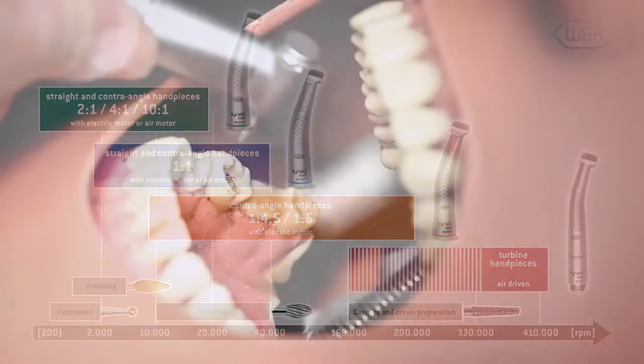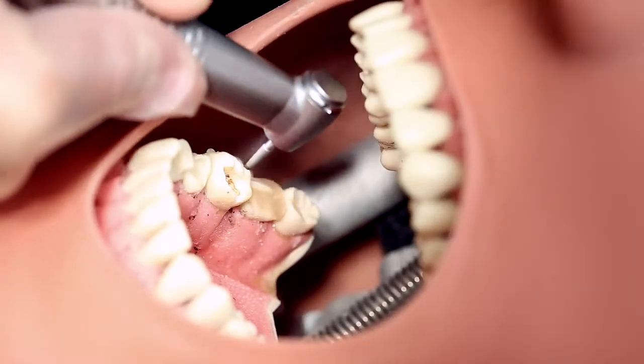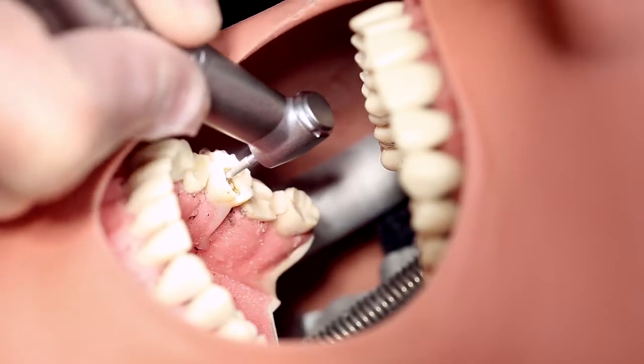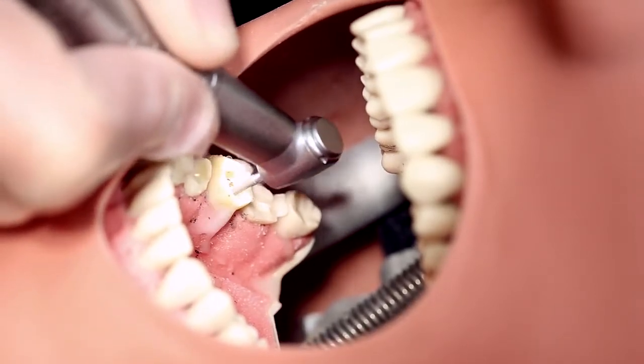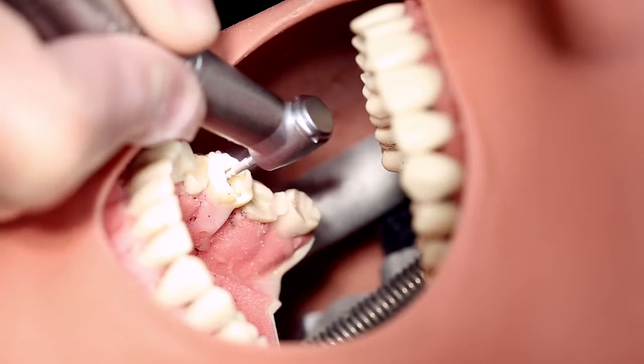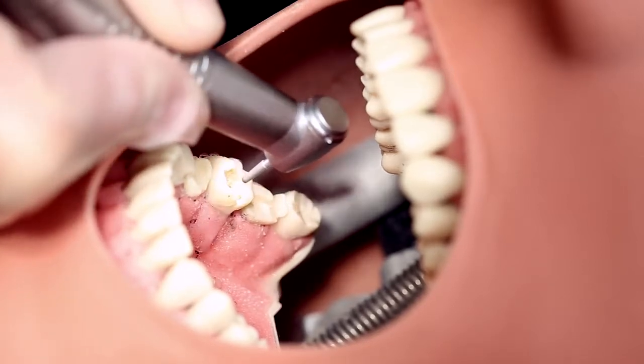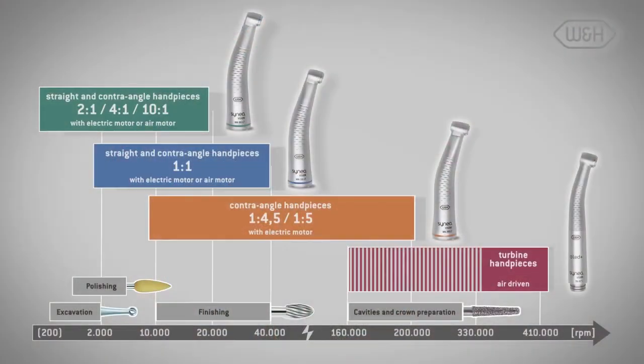At this operating speed, the removal rate of the instrument is at its highest, while simultaneously generating the lowest possible level of frictional heat. This is gentle for both the tooth and the rotary instrument. The speed of the different instruments here ranges from 1500 rpm for cavity excavation to 200,000 rpm for preparations.